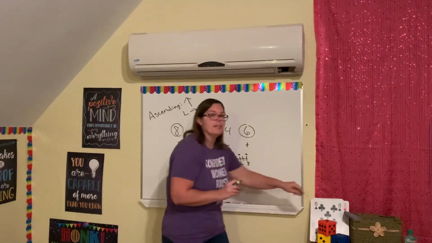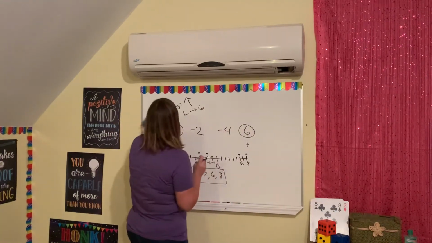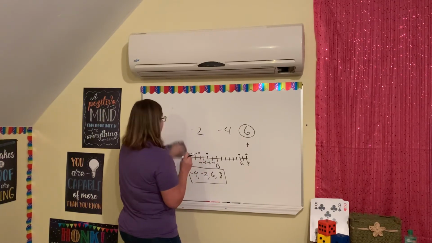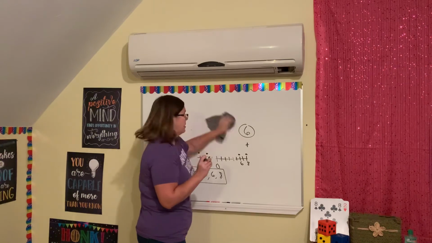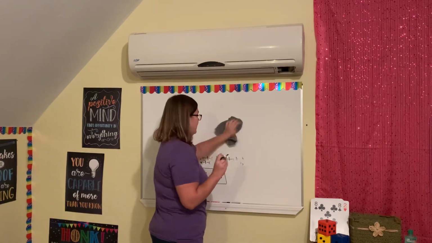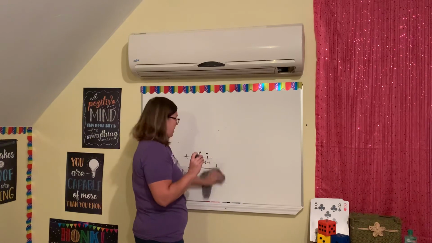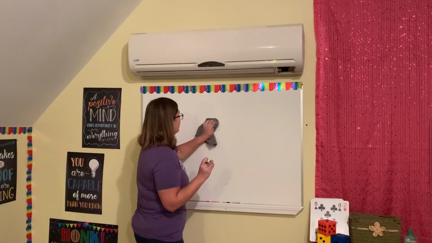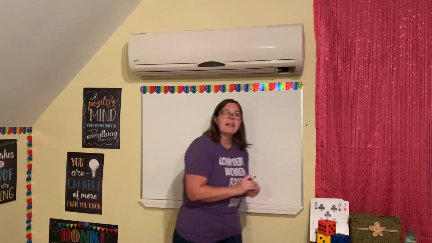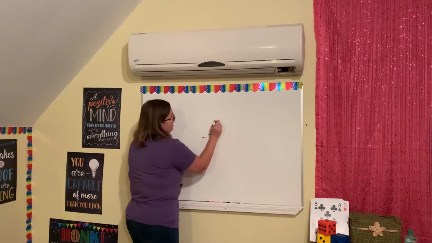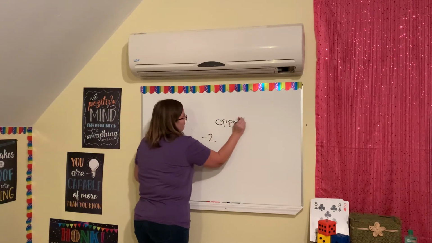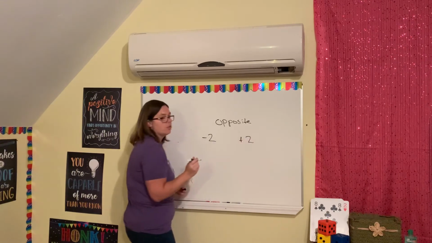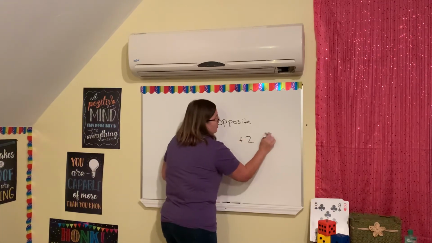One last thing on integers before I let you go. We're going to talk about opposites. And opposites is exactly how it sounds. If I want the opposite of positive 6, it would be negative 6. If I want the opposite of negative 2, that's negative 2, so the opposite of negative 2 is positive 2. Or you would just see it as 2.